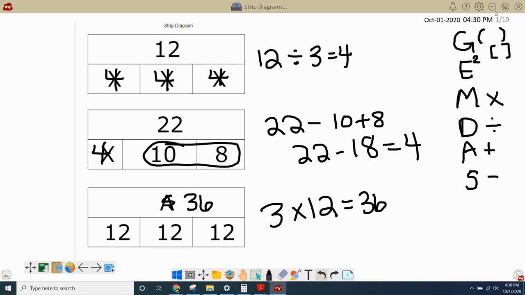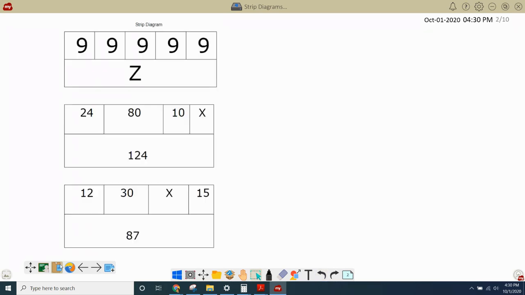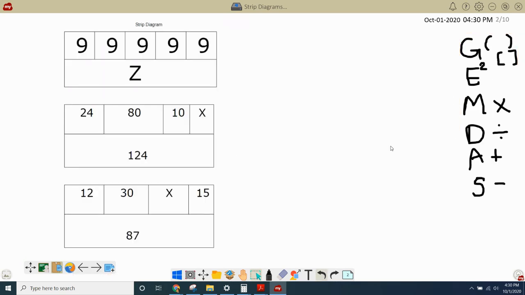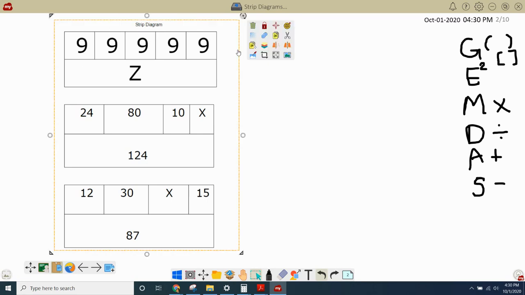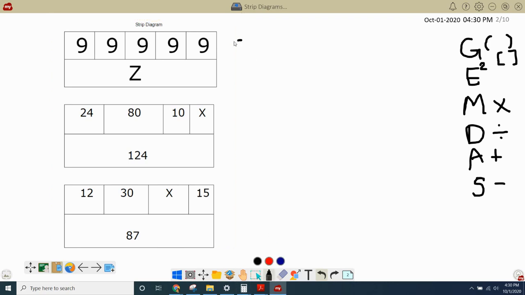Okay. So I'm going to highlight and copy that. All right. So let's go to our next ones. We're going to paste the order of operations. All right. So we're looking for Z here. I'm looking for the total bar here. So I have 1, 2, 3, 4, 5 groups of 9. 5 groups of 9 equal 45. So Z is 45. So these 9s equal 45.